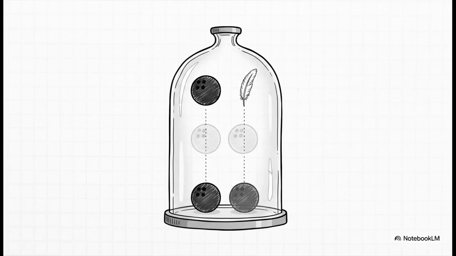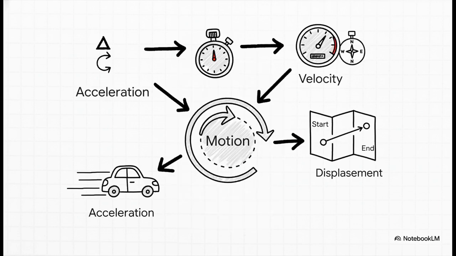And this constant pull of gravity leads to a truly mind-bending idea. Gravity is the great equalizer. If you were in a vacuum, so no air to get in the way, and you dropped a heavy bowling ball and a light little feather from the exact same height, they would accelerate at the exact same rate and hit the ground at the exact same time. Wild, right? So, that's the whole journey in a nutshell.